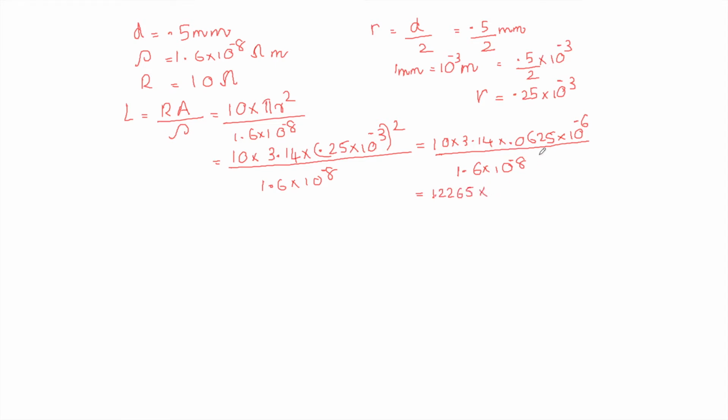1.2265 into 10 raised to 6, 10 raised to 8 you are solving, that means 10 raised to minus 6 by 10 raised to minus 8 will be 10 raised to minus 6 plus 8, that means 10 square. Okay, 10 square. So you can write it as 122.65 meter. So this is our length. We found out the length of the wire. Now we should find the resistance when the diameter is doubled.